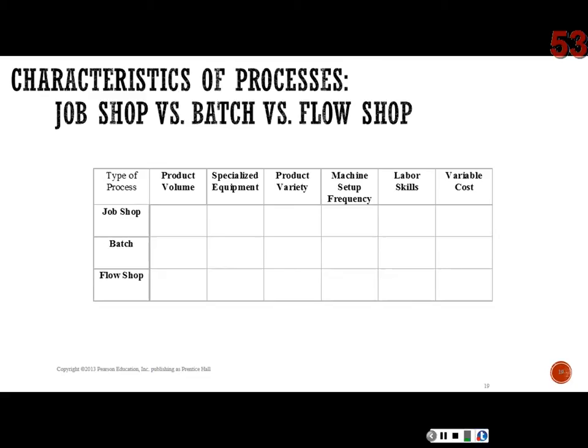Okay? What's going to be the batch part of it? It's just in between, right? So basically, product volume-wise, you have the highest volume here, you have the mid-level here, and you have the lowest level here, right? So you just fill out mid all the way across the batch? Yeah, or you can just draw an arrow up or an arrow down. Okay. And I'll try to get the directions clear.